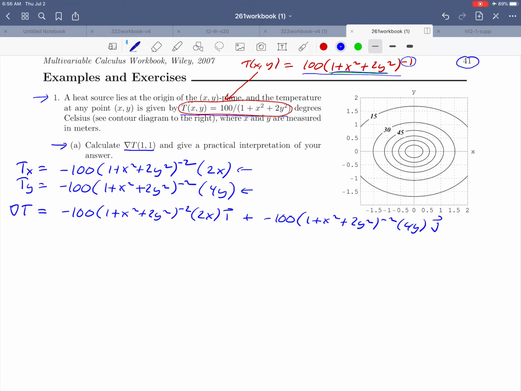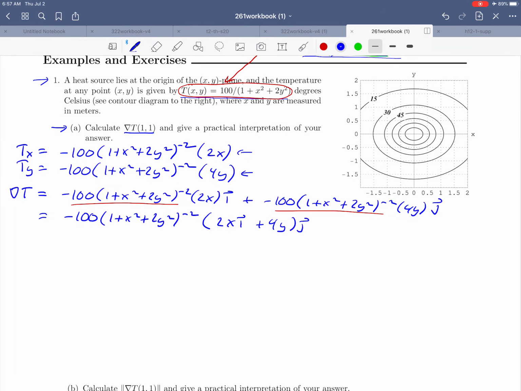Okay, and so to make our calculations a little bit easier, we might notice that there's a term that's common to the i and the j component, so it might help us just do things a little bit more quickly if we factor that out. So I'm going to take that underlined portion and just factor it out. Okay, and what's left is 2x in the i component and 4y in the j component.